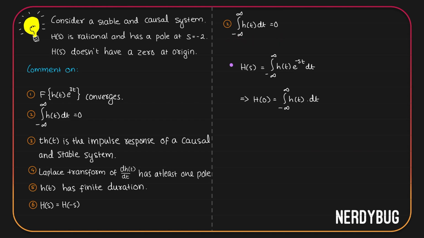So all we have to check is if h of 0 is equal to 0 or not. But it is given in the question, h of s does not have a 0 at the origin. So at s equal to 0, h of s is not equal to 0. That is, h of 0 is not equal to 0. So this statement is false.